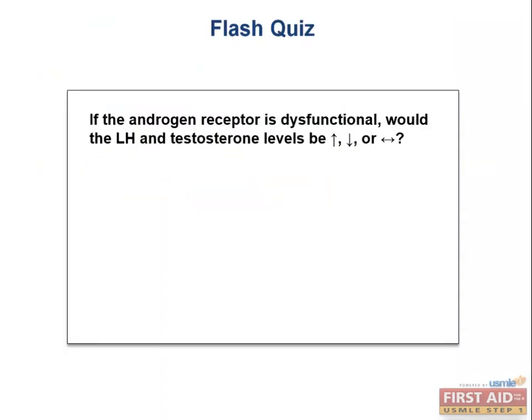Now for the flash quiz: if the androgen receptor is dysfunctional, would the luteinizing hormone and testosterone levels be up, down, or would they remain the same?